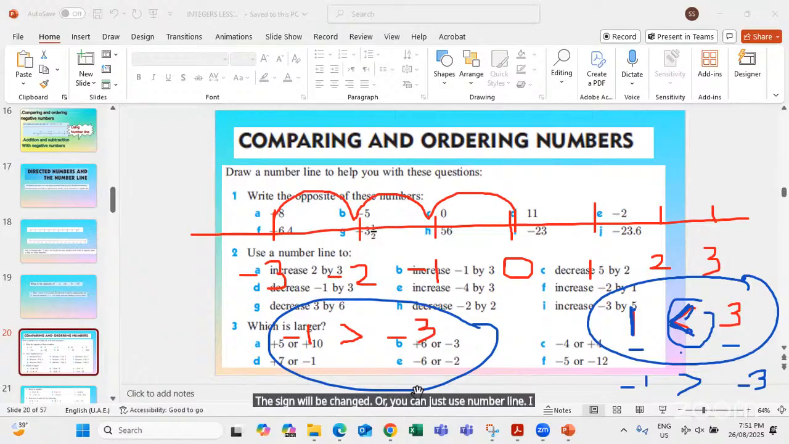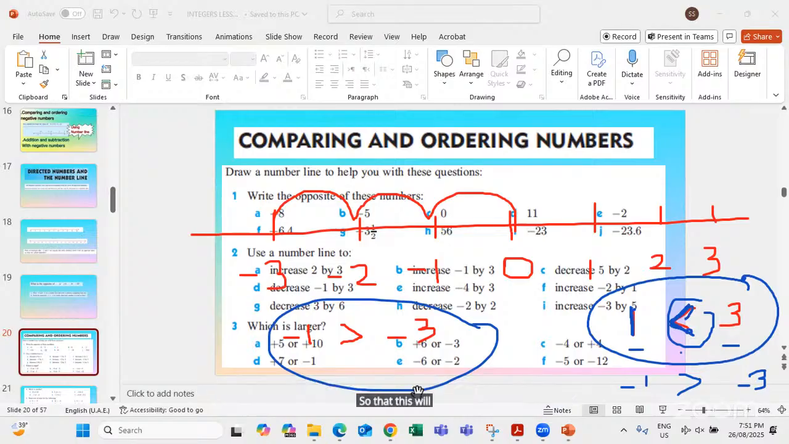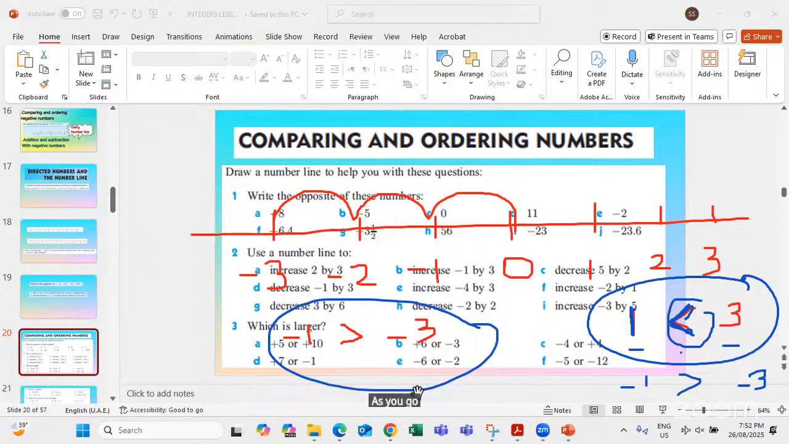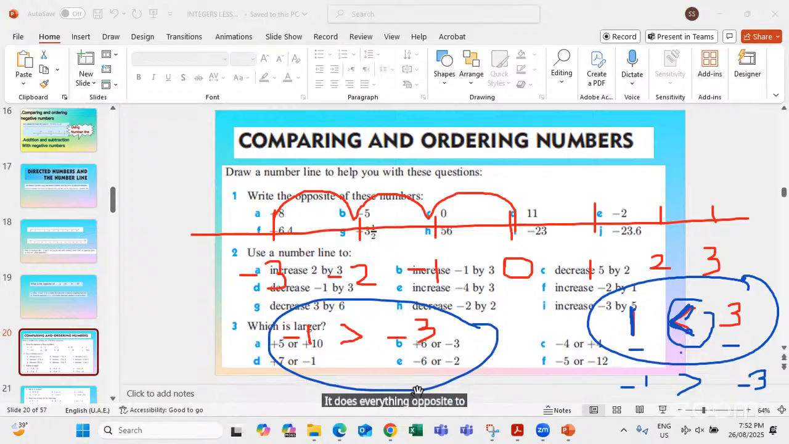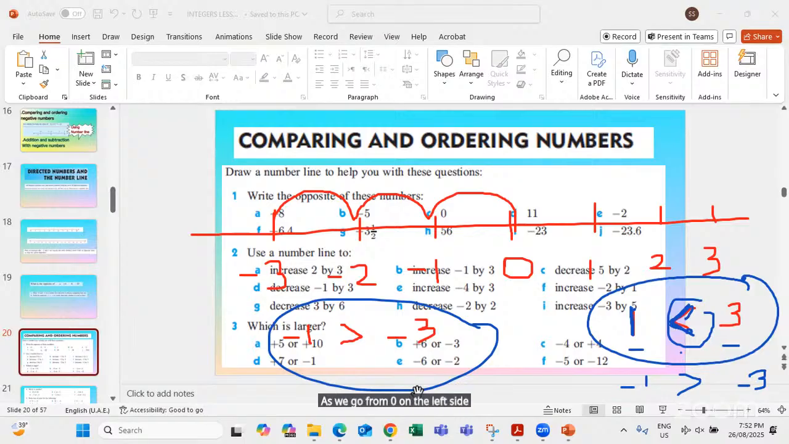I want you all to use the number line a lot of times here, so that this will slowly settle down in your head, so that you can understand it without even drawing the number line. You can just imagine the number line in your head and you can do it. As you go far and far away from 0 on the left side, numbers start getting decreased by a great extent. It does everything opposite to the positive numbers. As we move away from 0 on the positive side, numbers get bigger and bigger. As we go from 0 on the left side, numbers keep going smaller and smaller.